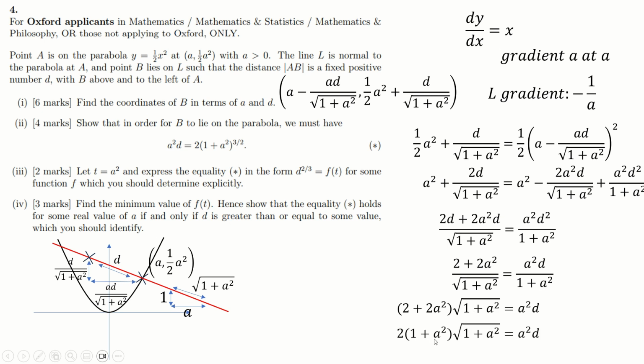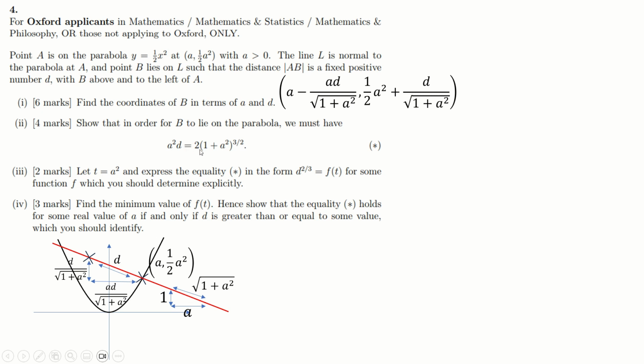Factorize out 2 from this, and of course this is 1 plus a squared to the power 1, this is 1 plus a squared to the power of a half, 1 plus a half is 3 over 2, and I think I end up with exactly what they wanted me to get as the star just here. Next, let t equal a squared. Well, that's quite easy. That means we've got td equals 2 into 1 plus t to the 3 over 2.